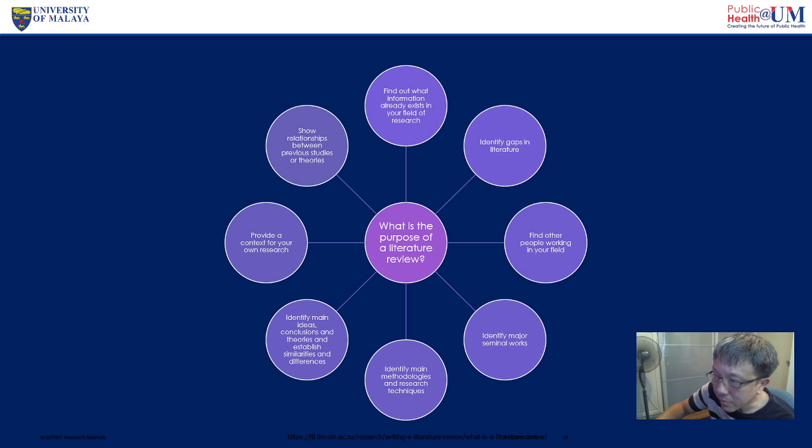So what's the purpose of a literature review? Find out what information already exists, identify gaps in the literature, find out what other people in the field are doing, identify major work, identify main methodologies and research techniques, identify main ideas, conclusions and theories, and establish similarities and differences. Provide a context to your own research and show the relationship between previous studies and others. Okay, clear?